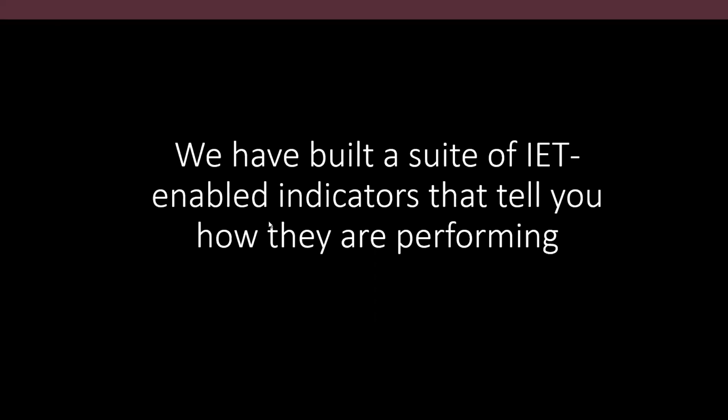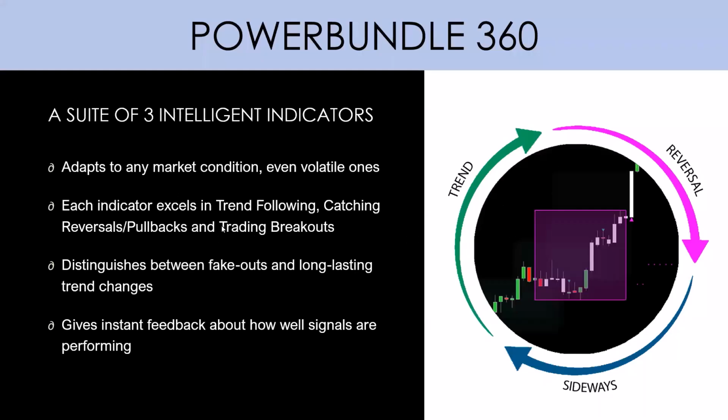And just a small recap, just in case you don't know what these indicators are. In fact, there are 3 indicators which have this technology built in, and we combined them as our Power Bundle 360 package. We call it 360 because we go full circle with the market conditions. We have 1 indicator for trend trading, 1 for trading reversals or pullbacks, and 1 for trading breakouts, which happen often after a sideways consolidation. And as mentioned before, all these indicators have IET built in.